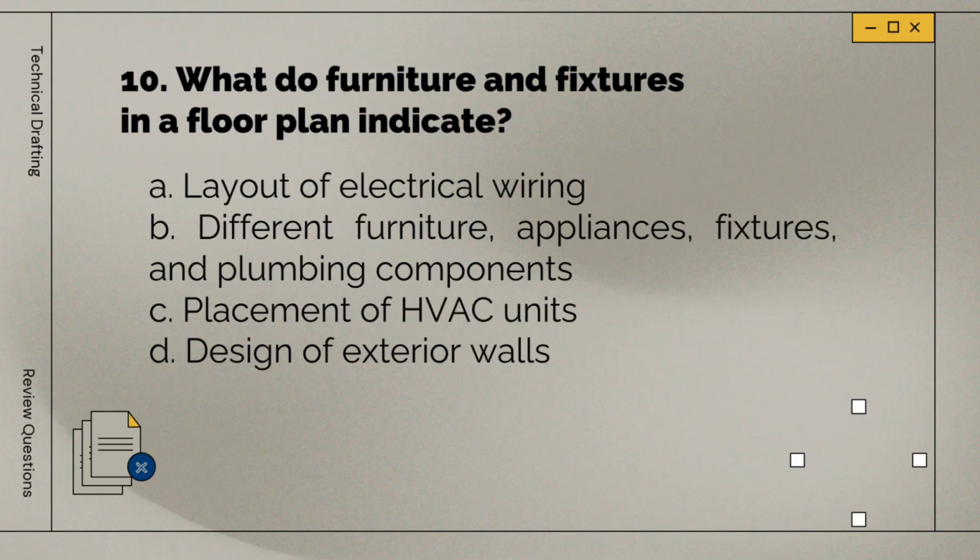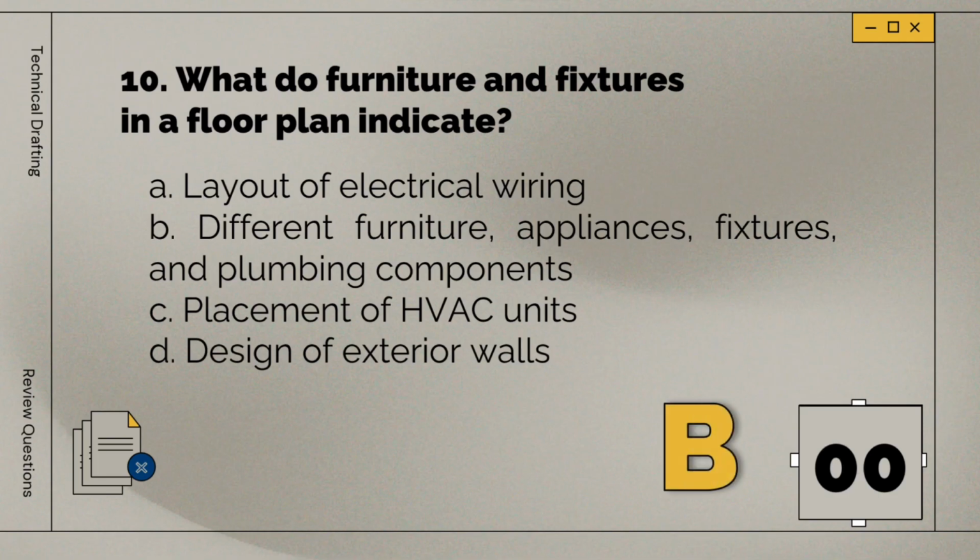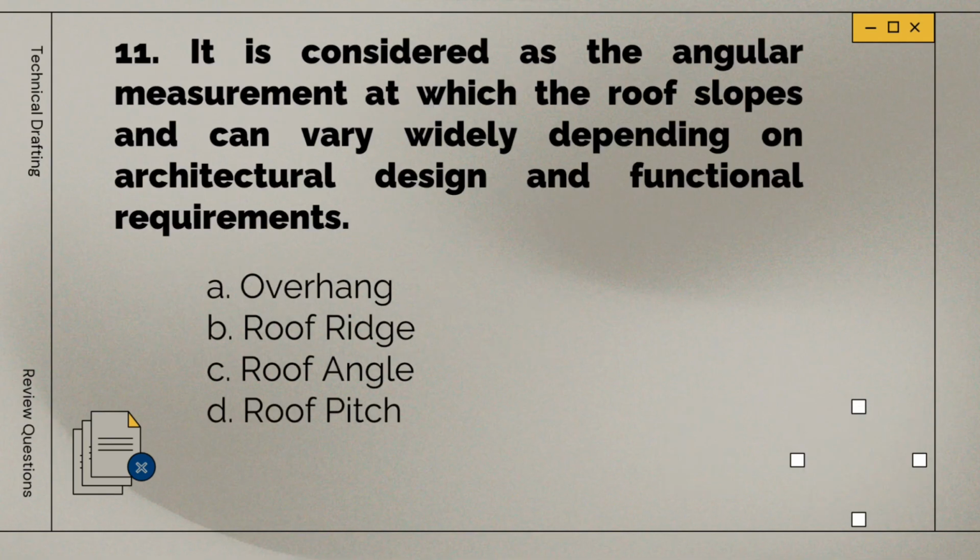Number 10. What do furniture and fixtures in a floor plan indicate? The correct answer is letter B. It indicates the different furniture, appliances, fixtures, and plumbing components.